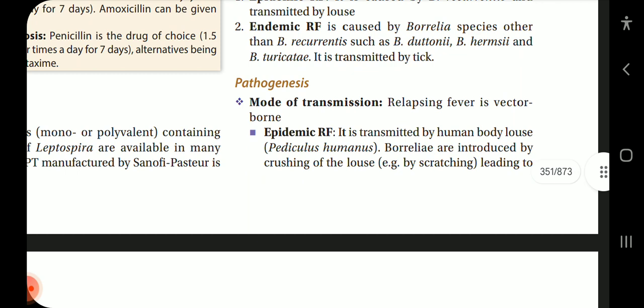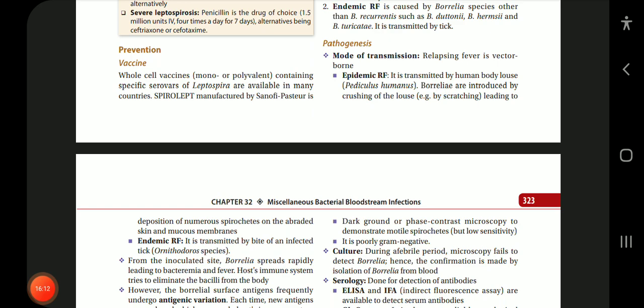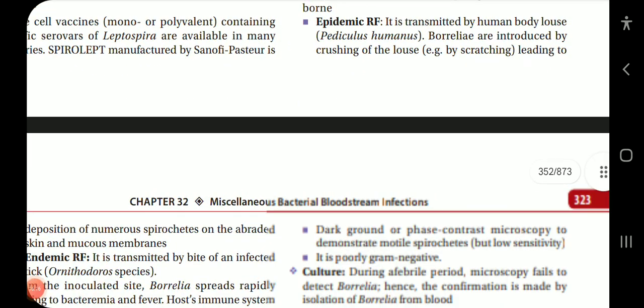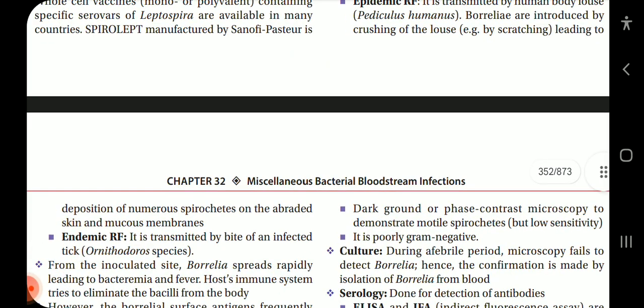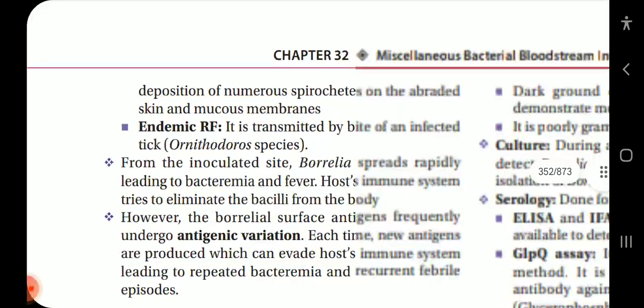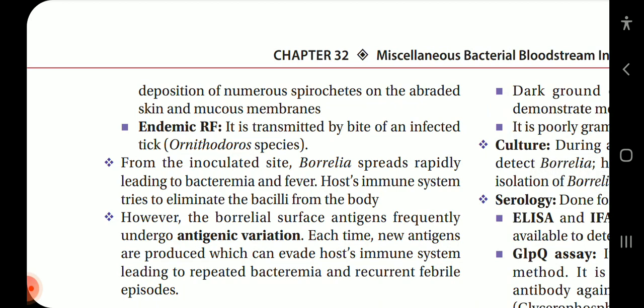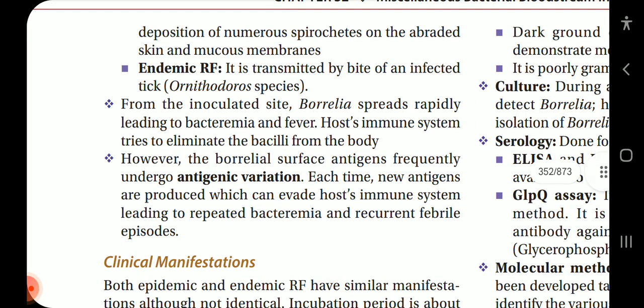Pathogenesis. Mode of transmission: relapsing fever is a vector-borne disease. Epidemic relapsing fever is transmitted by the human body louse, Pediculus humanus, and Borrelia is introduced by crushing of the louse, for example by scratching, leading to deposition of numerous spirochetes on the abraded skin and mucous membranes. Endemic relapsing fever is transmitted by the bite of an infected tick, Ornithodoros species. From the inoculated site, Borrelia spreads rapidly, leading to bacteremia and fever.